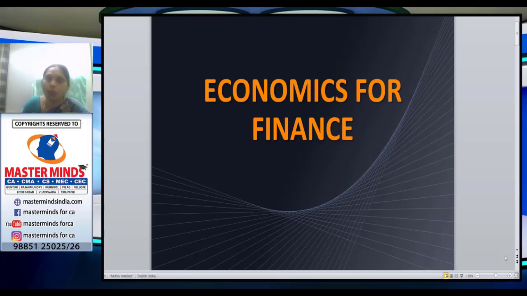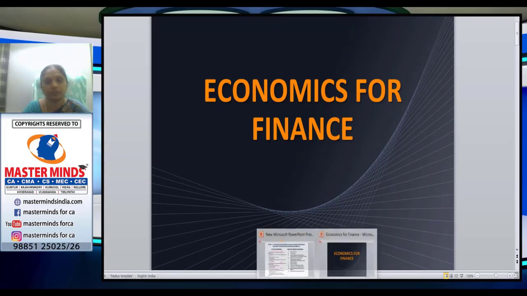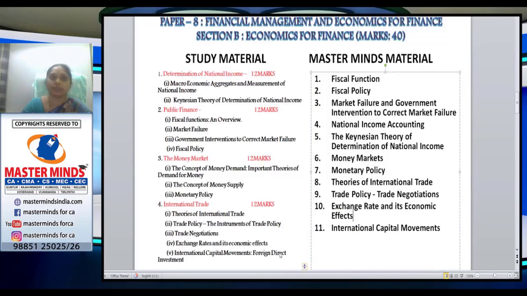First, let me introduce what topics are provided by our ICAI board material and in which paper they are included, so we can have clarity regarding this. This is Paper 8 of CA Inter, Financial Management and Economics for Finance, and it is divided into two parts, Section A and Section B. Section A is Financial Management for 60 marks and Section B is Economics for Finance for 40 marks.